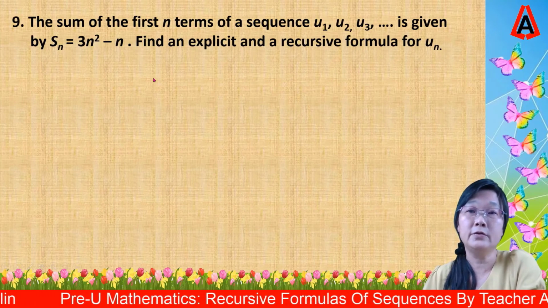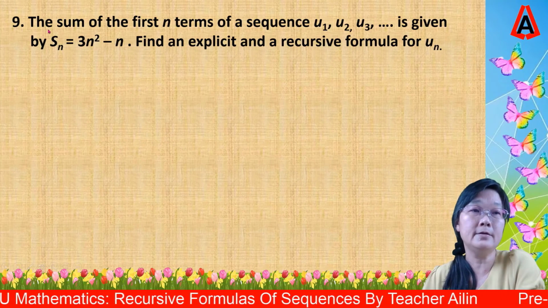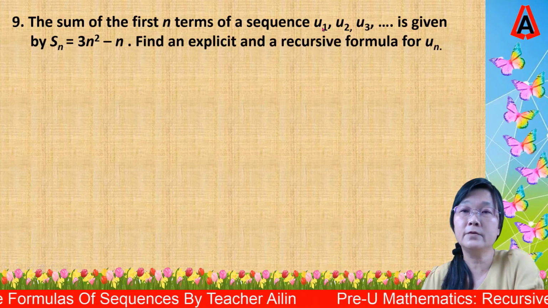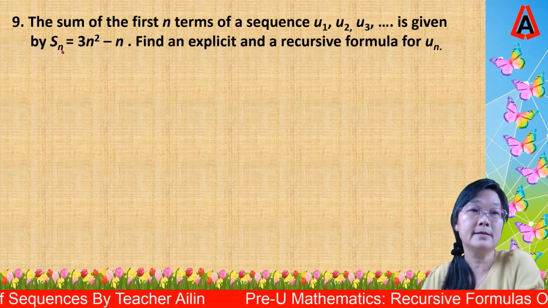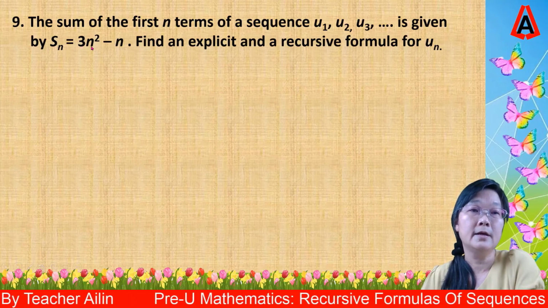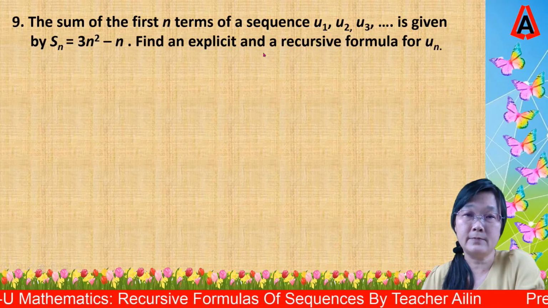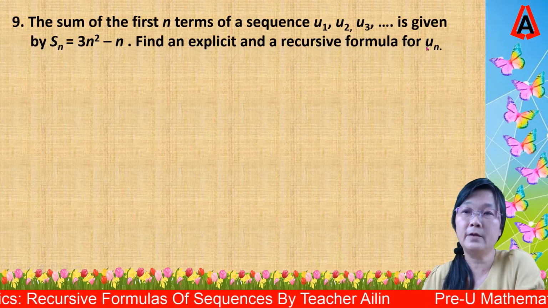Now next we go to the next example. The sum of the first n terms of a sequence is given by S_n equals 3n power 2 minus n. So find an explicit and a recursive formula for u_n.